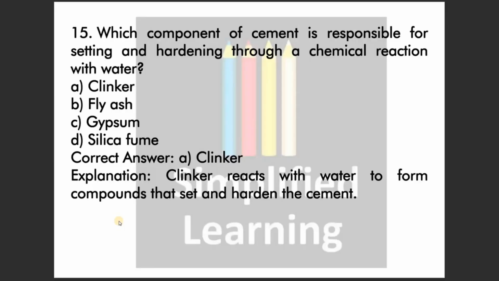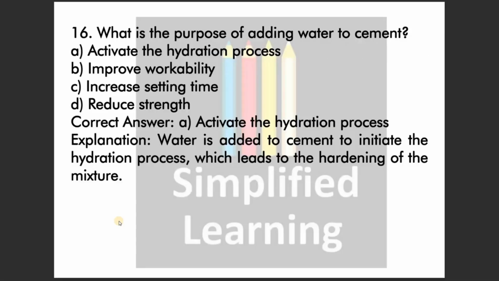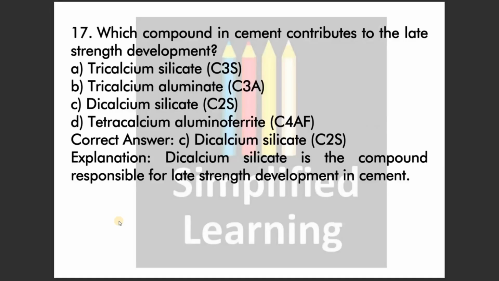Then which component of cement is responsible for setting and hardening through a chemical reaction with water? The answer is clinker. Clinker reacts with water to form compounds that set and harden the cement. The chemical reaction is initiated from clinker. Now what is the purpose of adding water to cement? Water is added to activate the hydration process, right? Then which compound in cement contributes to the late strength development? The late strength development is carried out by dicalcium silicate.